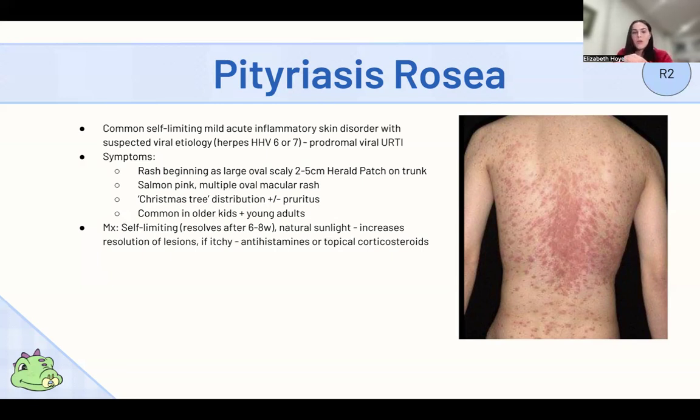But it's usually common in older people or older kids, young adults. It resolves usually after 2 months, and sunlight actually helps with this condition, but you can't really help it along at all apart from symptom management. So with antihistamines or topical corticosteroids if it's really itchy.